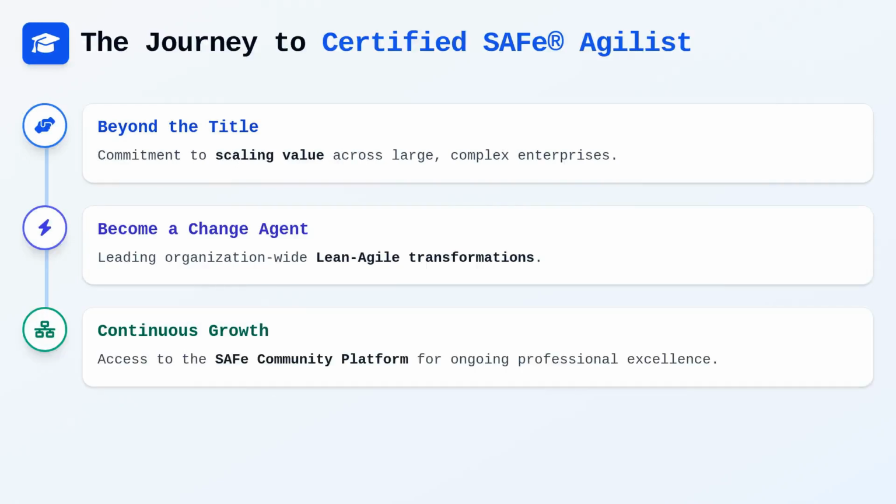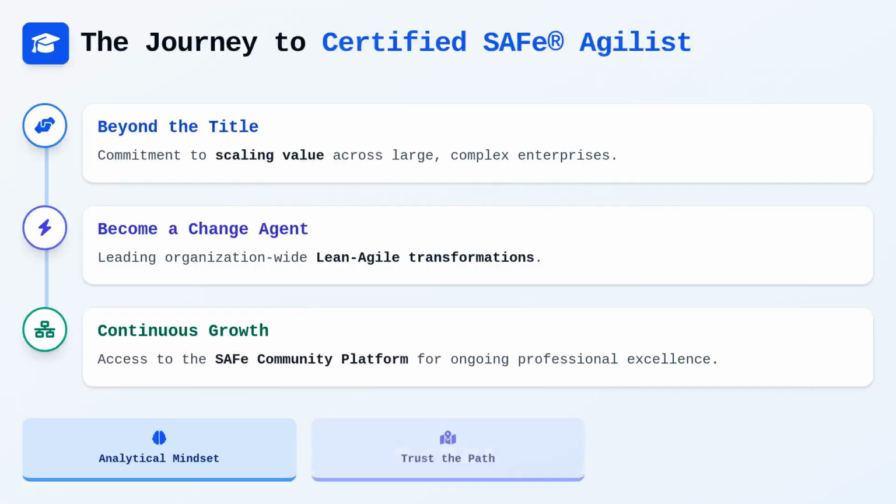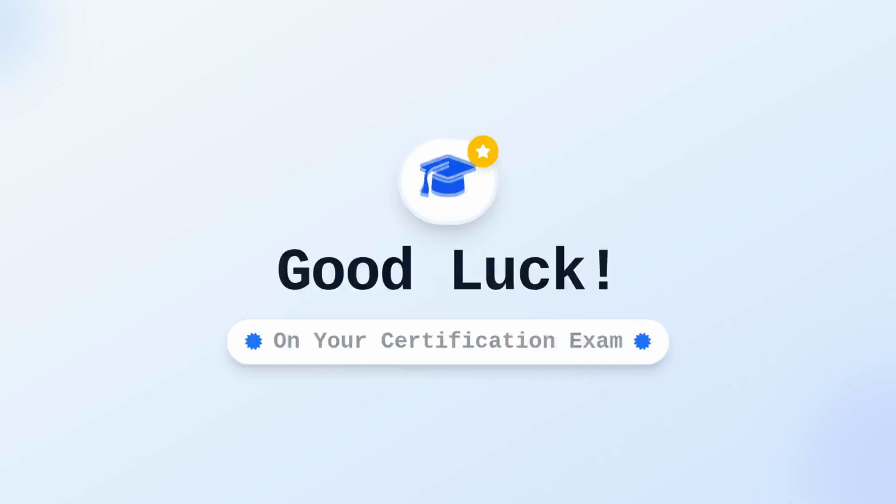Once you pass, you will gain access to the SAFe Community Platform, which provides a breadth of collateral to support your ongoing practice. Remember that continuous improvement is inherent to the framework, both for the enterprise and for your own professional growth. Keep your analytical mindset sharp, trust the study path you have followed, and remain calm as you navigate the assessment. Good luck on your certification exam.